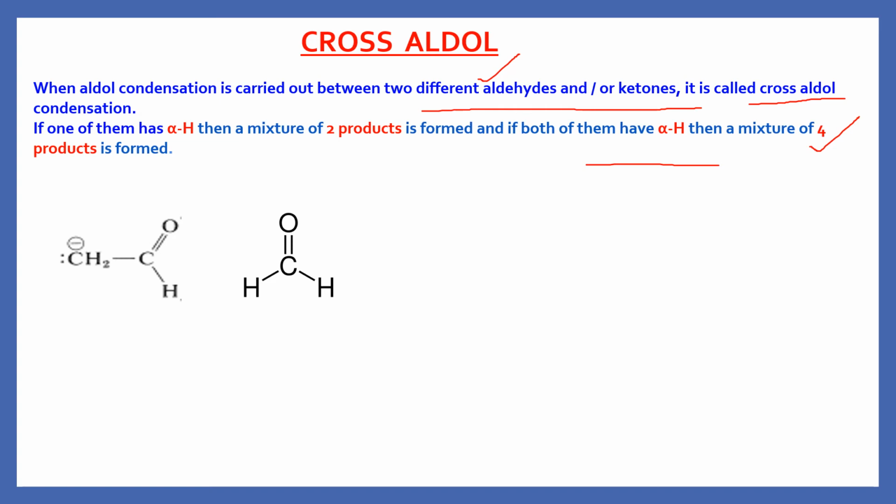But if only one of them has alpha hydrogen, like here I have taken methanol, which is without any alpha hydrogen, and here you have enolate ion, which has come from ethanol. So I have started with ethanol and methanol. So only ethanol has alpha hydrogen. I'll get 2 products. Let us see how.